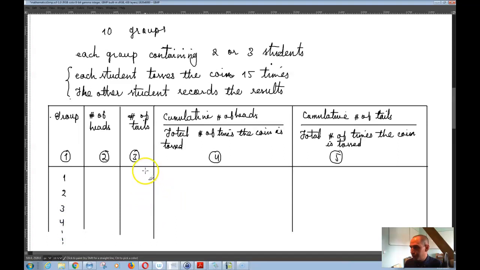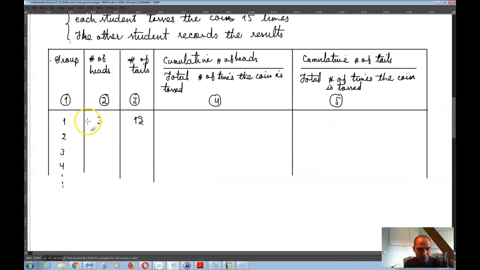And then I have the number of heads and the number of tails here. Here I'm assuming that if I have one group, the coin is tossed 15 times. So there I get, for example, 3 and 12. 3 plus 12 is equal to 15. If I have two groups, 2 times 15 would be 30 times. Oh, I'm sorry. No. That's not the number of groups, but that is the group number.